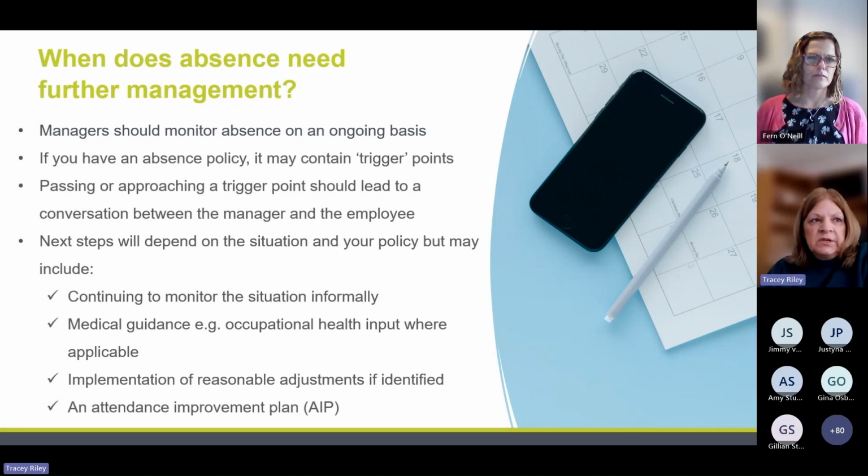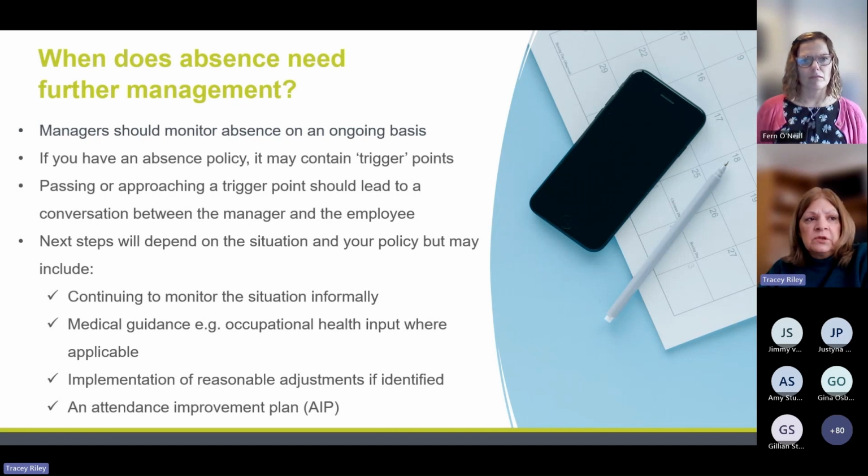Next steps will depend really on the situation and your own policy, but it could include things like continuing to monitor the situation on an informal basis. You might also want to bring in medical guidance. So this is where we might suggest that you either take a GP report or an occupational health report where applicable. Now, the advantage of having an occupational health specialist report is that GPs, whilst they know their patient, are not necessarily experts in occupational health. And so an occupational health specialist will more so help the organisation to understand how the individual's ailments might be addressed and supported, reasonable adjustments and so on that can be carried out to help them in the workplace.